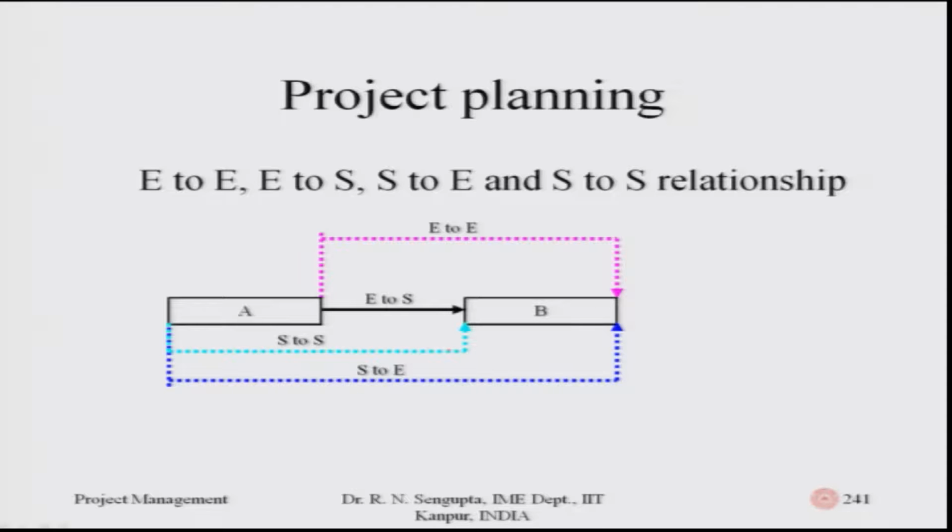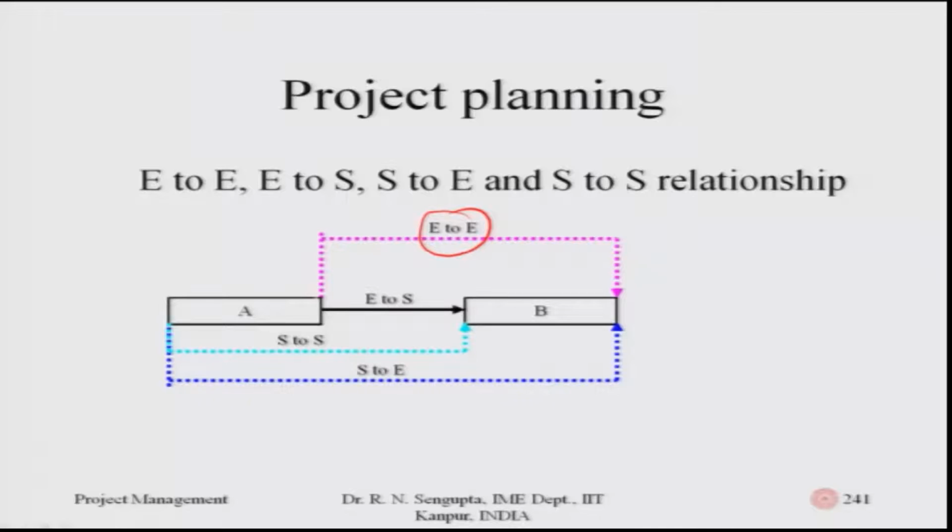The second one, which is the pink one, is basically the end to end. End to end means the number of days stipulated between the end of A and the end of B is fixed. So whether B starts before A or after A does not matter. It only means that the end to end structure of the number of days is fixed and cannot be changed. That is the rule based on which we proceed.